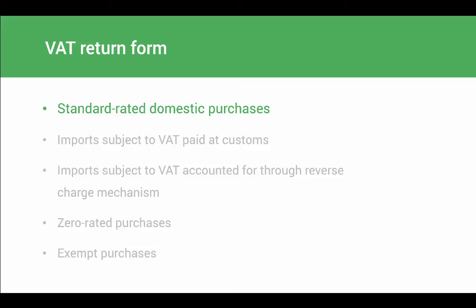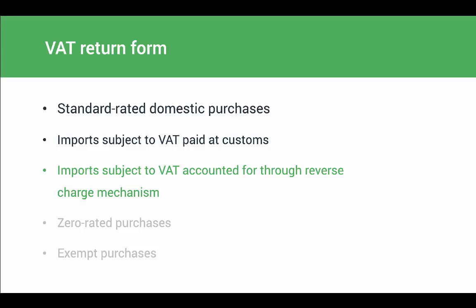Standard rated domestic purchases. Mention the amounts of goods and services subject to the standard VAT rate of 5% purchased from suppliers in KSA during the current filing period. Imports subject to VAT paid at customs. This box contains the amount of goods and services purchased from suppliers outside KSA during the current filing period, and it's subject to 5% import VAT, which will be paid at customs.